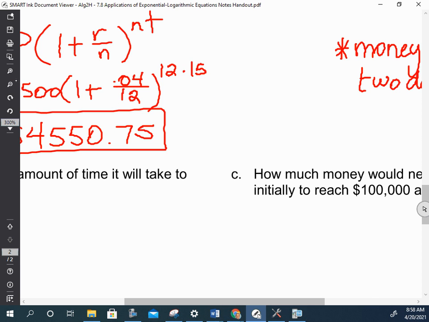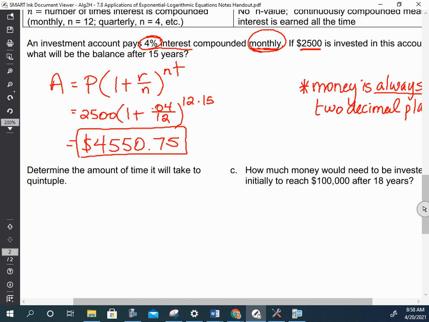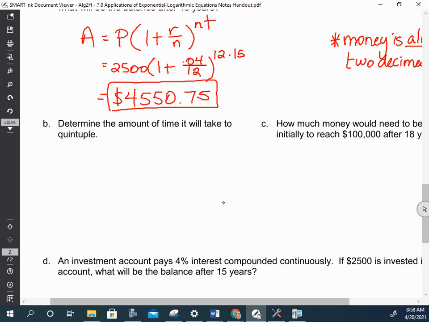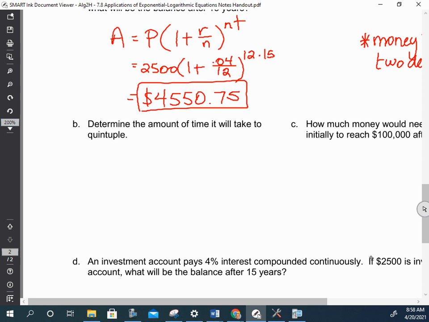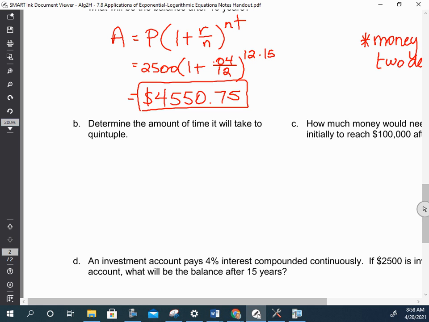All right. We want to close a little room here for part B. Part B. Determine the amount of time it will take to quintuple. Just in case you don't know what quintuple is, quintuple is 5 times.